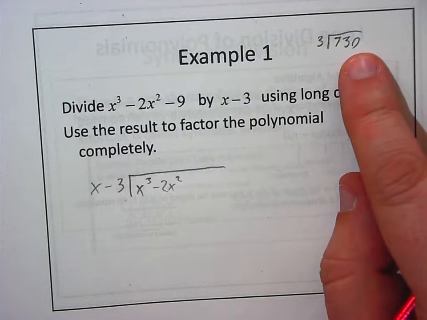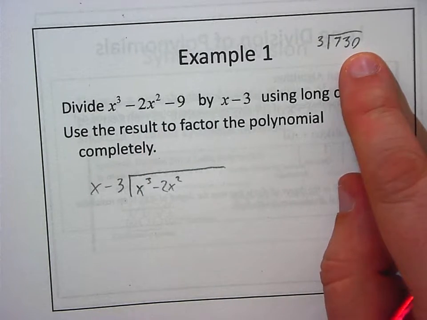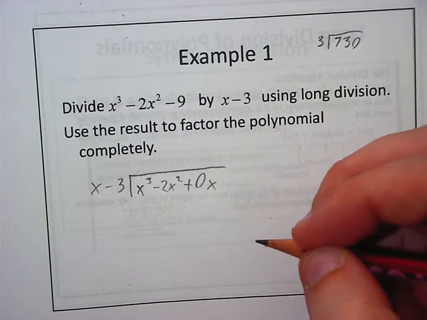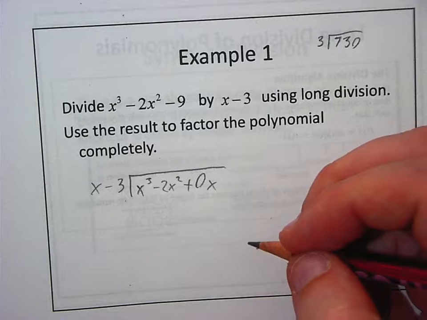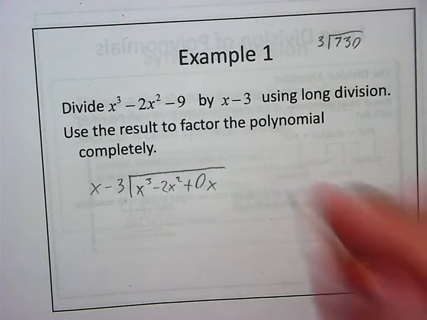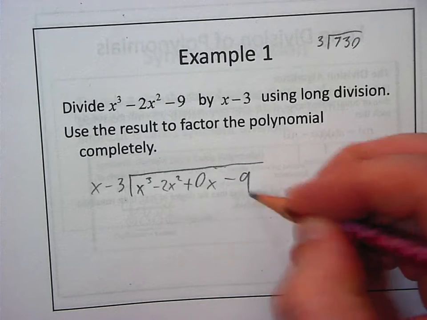I have 0 1s up here. I couldn't write 730 without the 0 there. When I'm doing the division, I need to have plus 0x. Otherwise, it will screw up on you. Sometimes if you're comfortable with it, you can compensate for it not being there, but it's easier just to put it in. And then you have the constant after that.